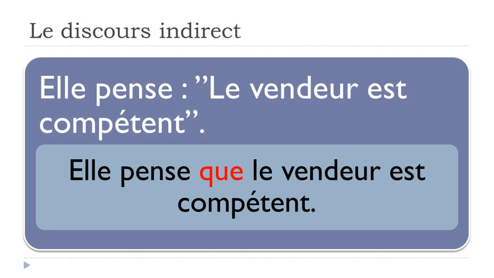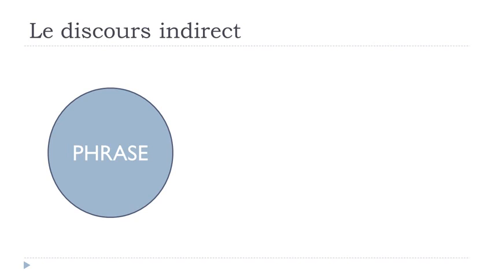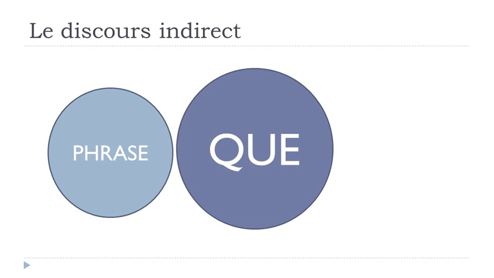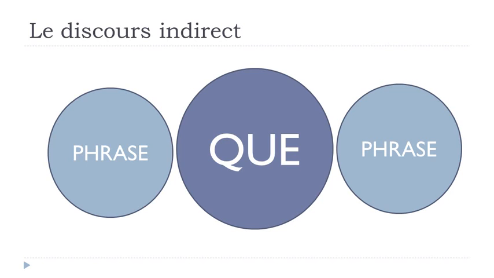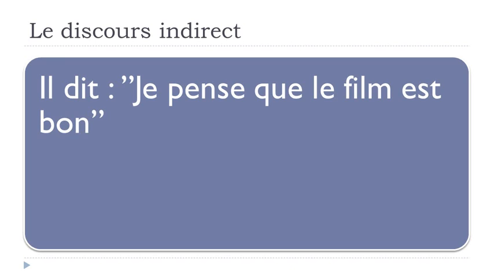Okay, but then the rule goes like this: you will first have the first part of the sentence, then you will have your que, okay, that, and then the sentence will continue. Okay, so that's the whole concept of this discours indirect. So it revolves around this que thing, and remember that, as usual in French, if we've got vowels coming after, then this will have to go away. Okay, so let's see now one first example.